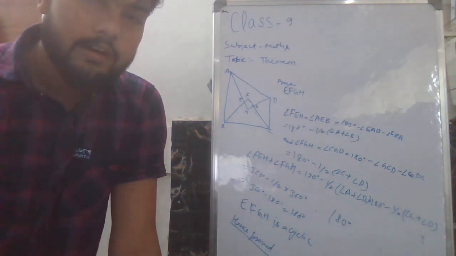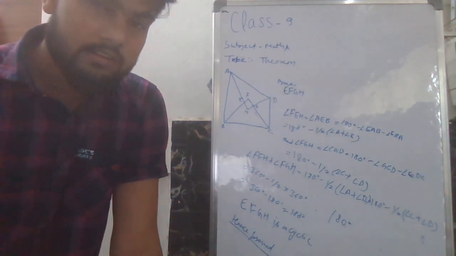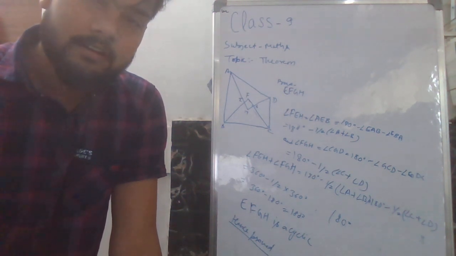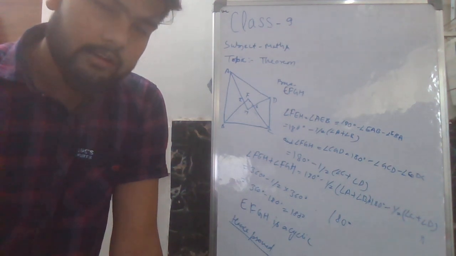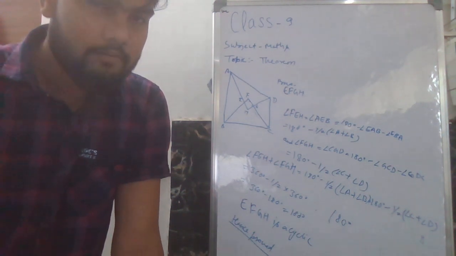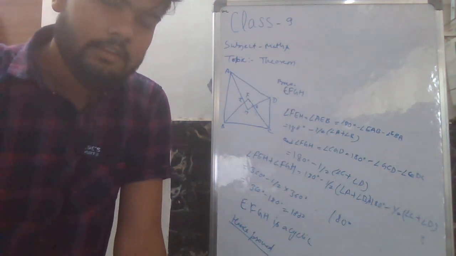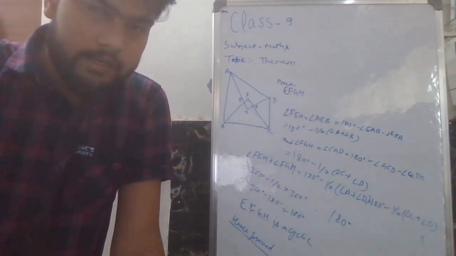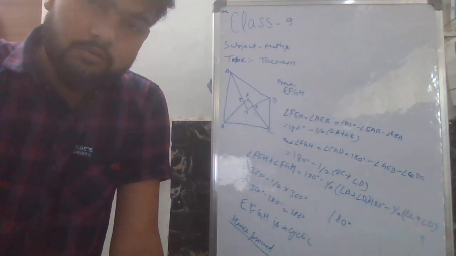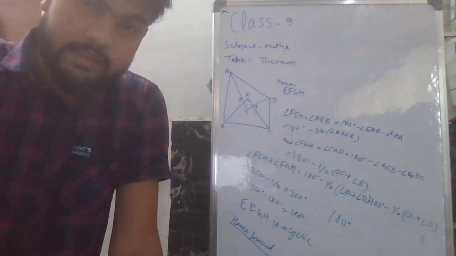After that I have homework for you. ABCD is a cyclic quadrilateral whose diagonals intersect at point E. If angle DBC is equal to 70 degrees and angle BAC is 30 degrees, find angle BCD. Further, if AB equals BC, find angle ECD. The second question is that if the diagonals of a cyclic quadrilateral are diameters of the circle through the vertices of the quadrilateral, prove that it is a rectangle.